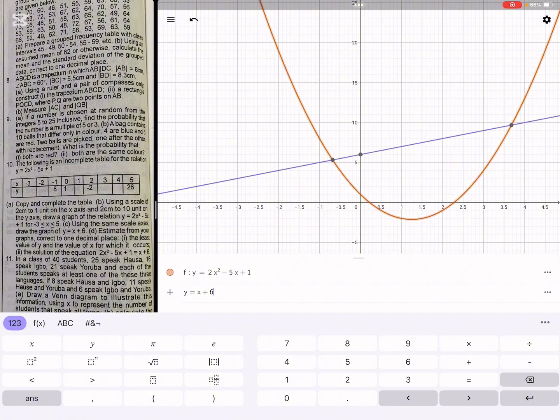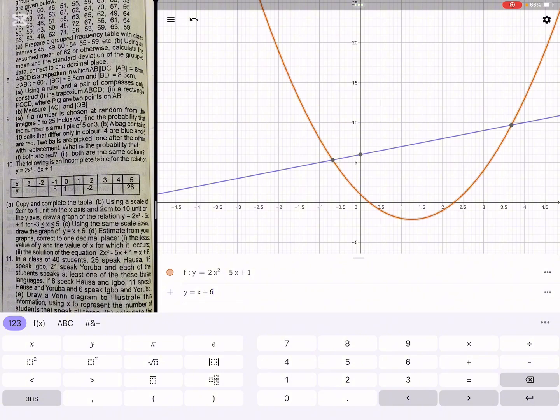Question D says estimate from your graphs, from the two graphs. The straight line graph is the graph of y equals x plus 6, while the curve is the graph of y equals 2x squared minus 5x plus 1. Estimate from your graphs correct to one decimal place, Roman figure 1, the least value of y and the value of x for which it occurs. The least value of y is the minimum value of y.